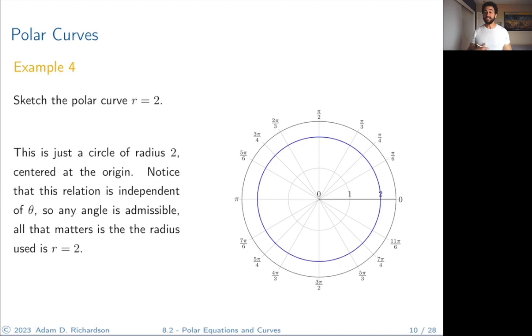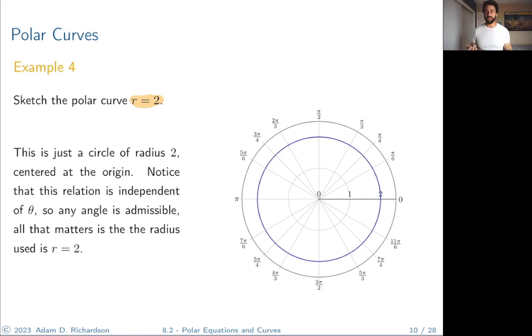Yeah, this is totally independent of theta. So any angle that you want to use is admissible. So all that matters is the radius here is 2. And this also brings me to another point to give more meaning to this. This is one of the reasons that polar coordinates can be really, really handy and really, really nice, because we can describe this entire circle here that you see in the picture using just this basic equation. R equals 2. That's a circle with radius 2 centered at the origin.